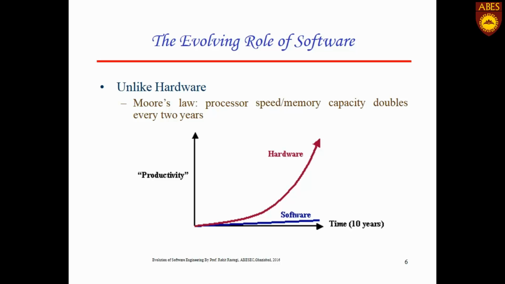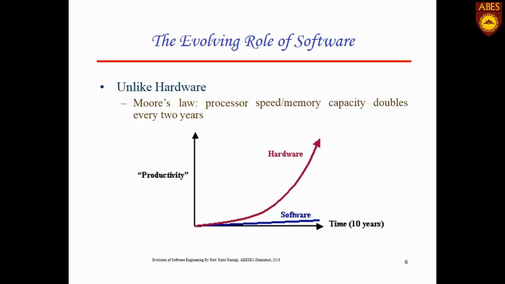And in this graph we can see the x-axis shows the time and the y-axis shows the productivity of the hardware and software. Dr. Moore said that every 2 years, meaning 24 months, the chip size will be reduced to half, and the number of transistors, diodes and semiconductors in the chip will be doubled.